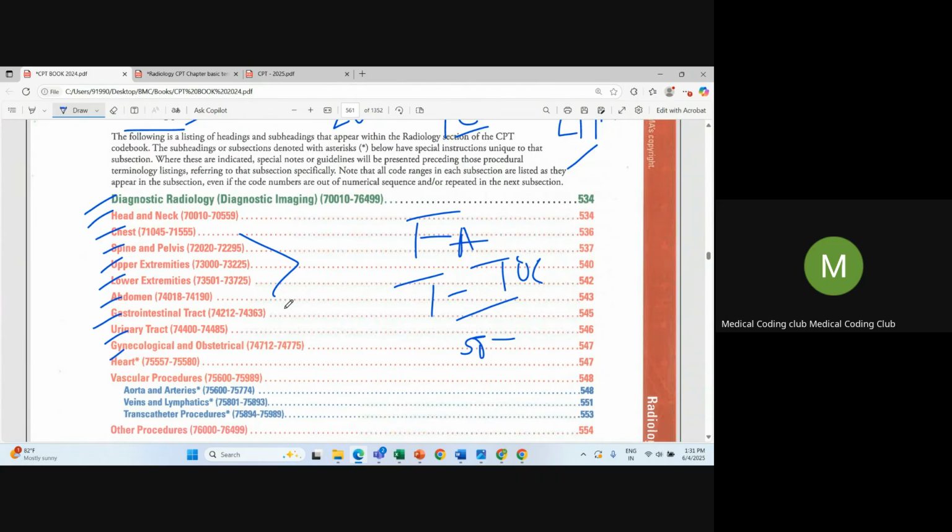Here the concept is whether they are using contrast material: with contrast material, without contrast material, or without followed by with contrast material. Three codes will be there, three different procedures. It is a single anatomical site, but the procedure is CT on abdomen with contrast, which means they are using contrast material. Next is without contrast, which means they are not using contrast material at all.